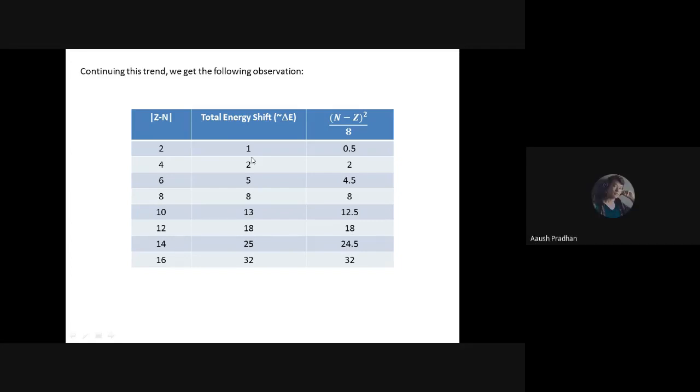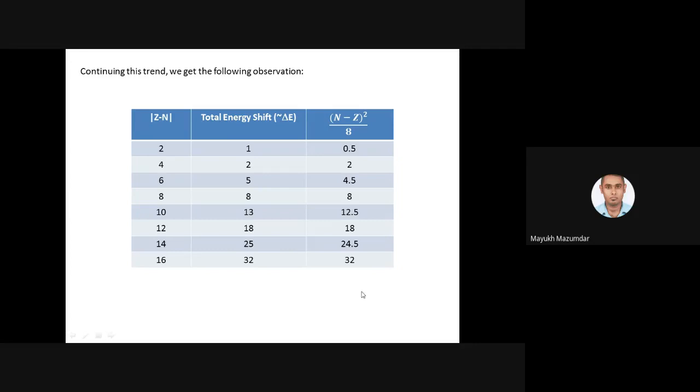Yes, sir. Now when the change in neutron and proton number is 4, the shift is found to be 2 delta E. I'll explain the third column. When the increase is 6, it will be found to be 5, and so on.